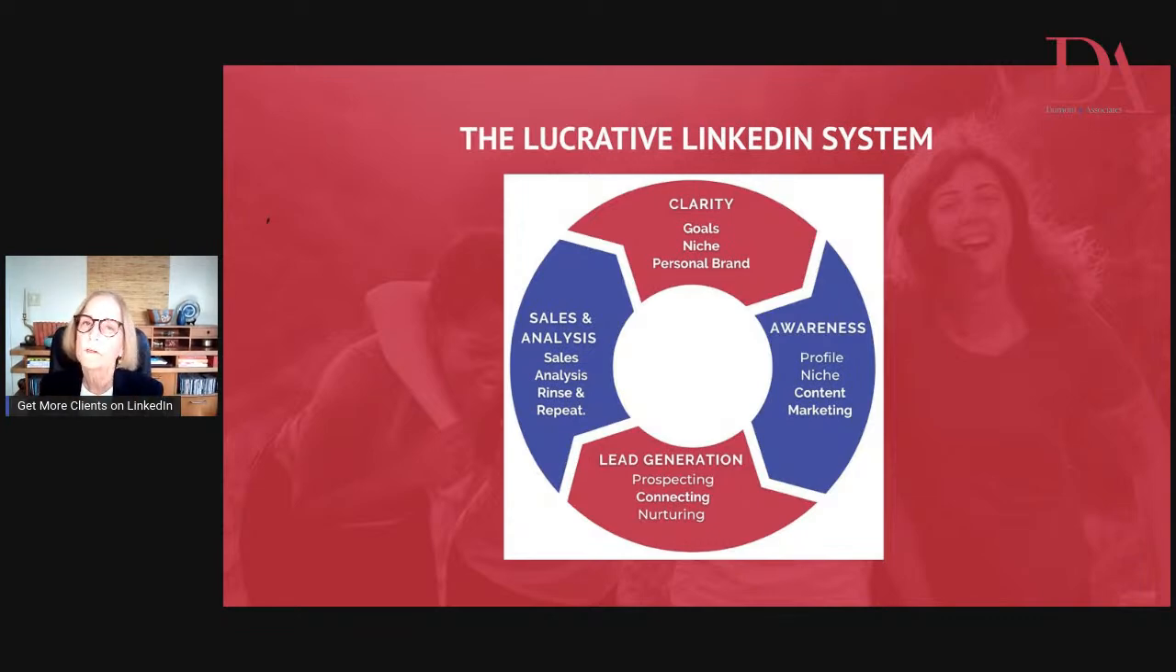The second stage is about awareness. Now, this is talking about getting people aware that you're there, aware of who you are, what you offer, all of that. So the first thing you want to do in there is really develop a powerful LinkedIn profile, one that reflects your brand, one that really speaks to your niche.